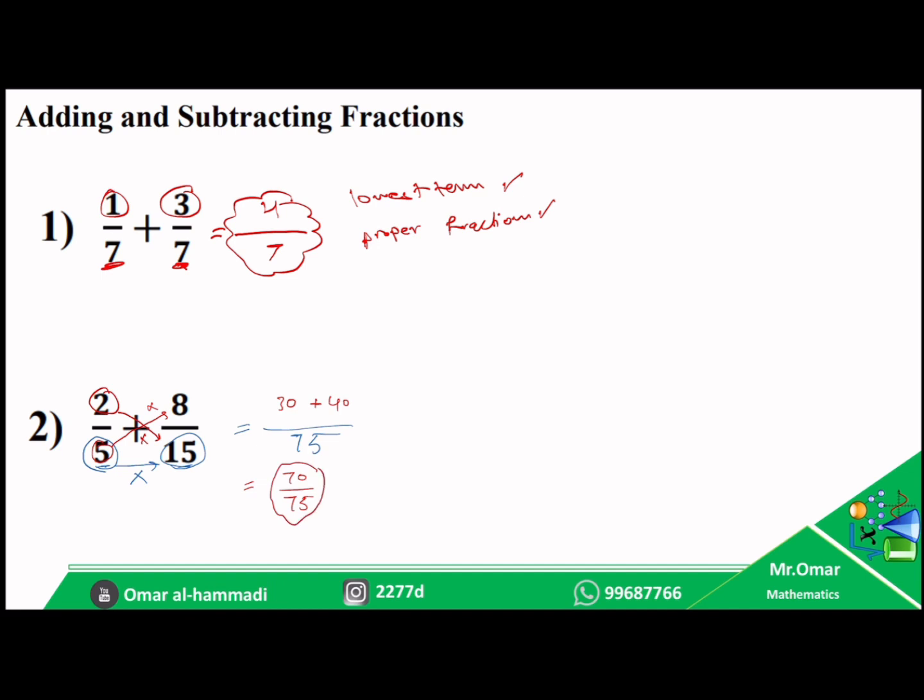Is this in the simplest form? Let's try with the calculator. 70 over 75 gives us 14 over 15. So in the lowest term it will be 14 divided by 15. That's it, the result.